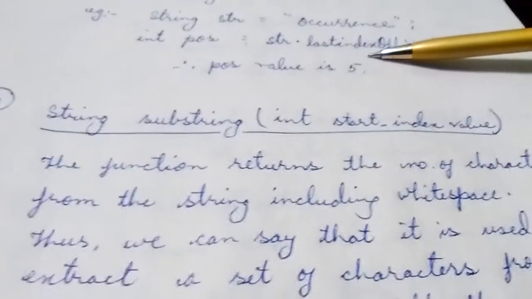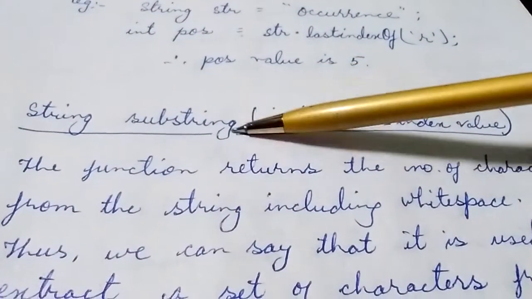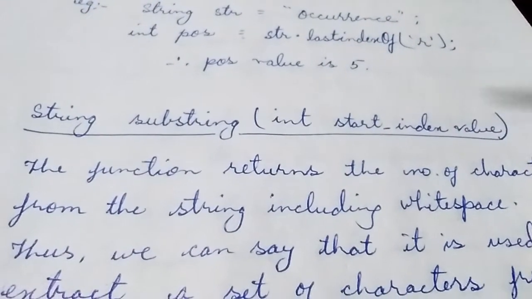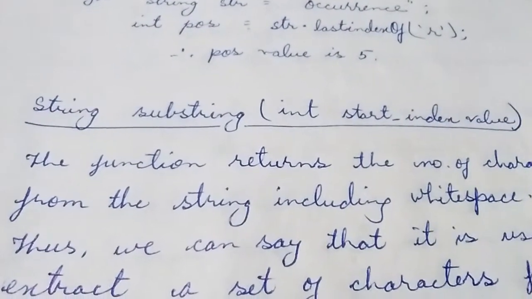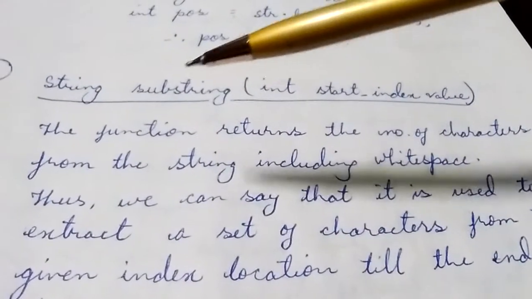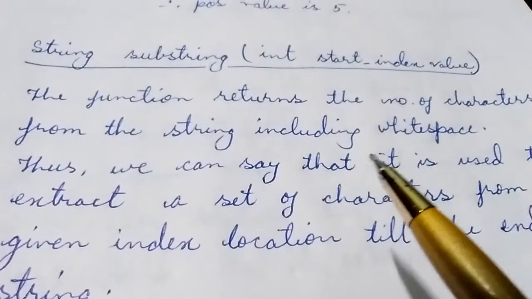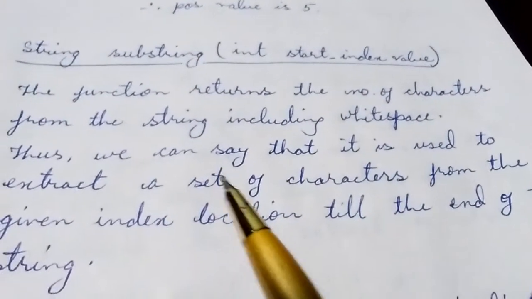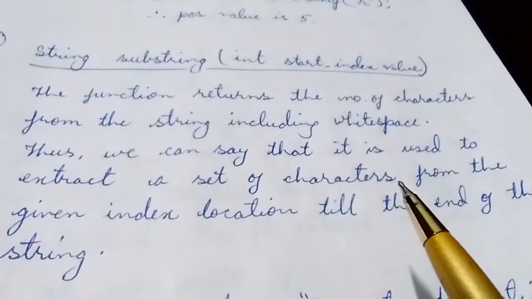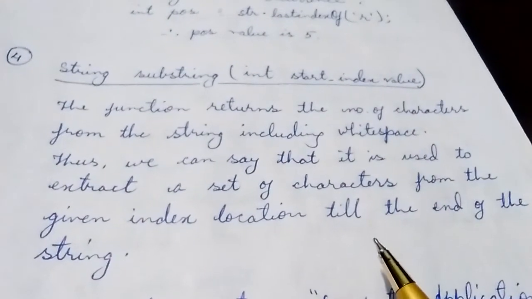Another very important function of the string is substring. The substring function is used to extract the middle of the string or a part of the string from the given string. This function returns a number of characters from the string including the white space. Thus, we can say that it is used to extract a set of characters from the given index location till the end of the string.